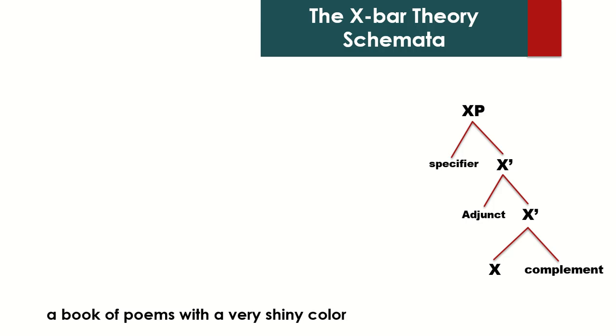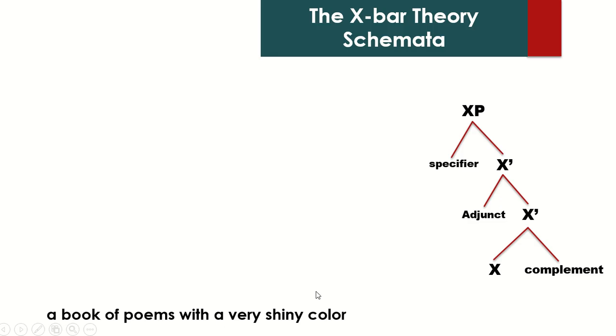What is being modified? It is book. So X is N, a noun. It is pre-modified by a determiner. Determiners are specifiers. Don't forget, for each word you need to identify what the word is. Of poems is a complement of book. Why? It is a PP and it starts with of. Then with a very shiny color is a PP starting with with, so it is an adjunct for book.